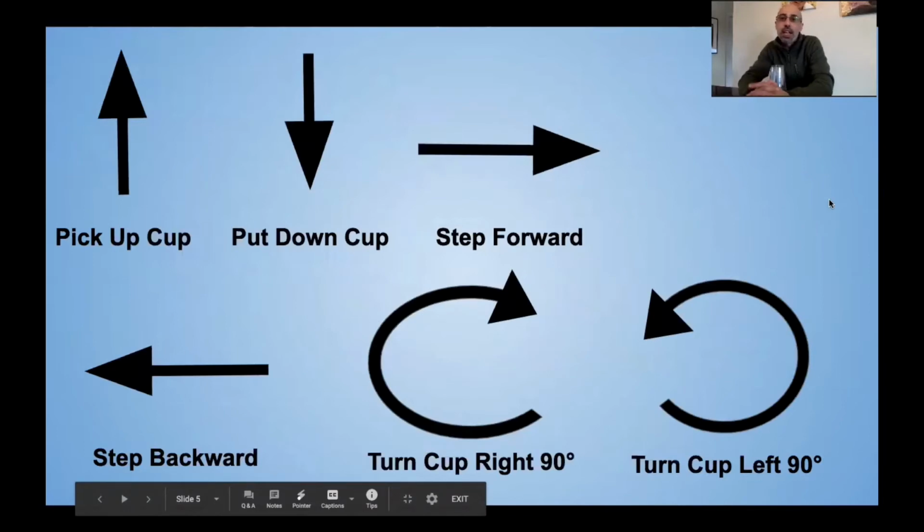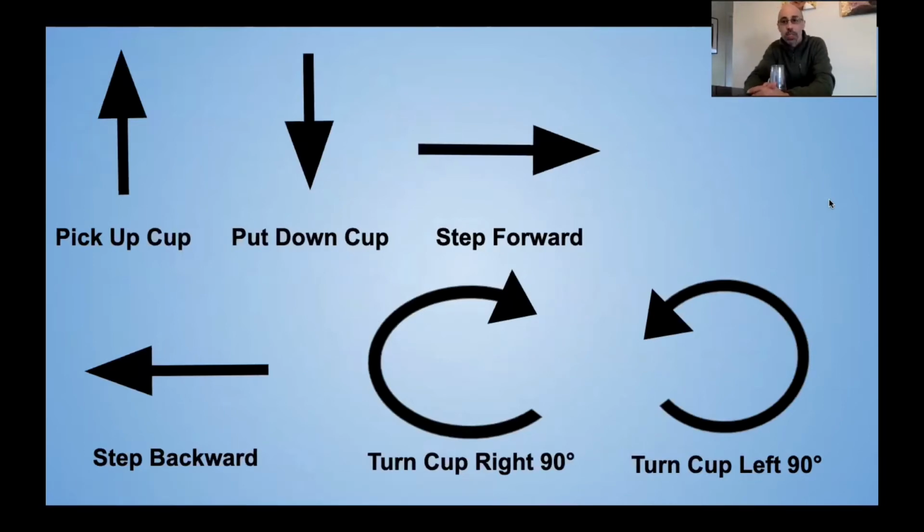So again, we're going to have the same symbols as we did last week. These are the only symbols that we can put into our programs. So we can pick the cup up again, right, with arrow up. Now maybe you have a taller cup stack, so maybe you need 2 arrows up, right? So one arrow would be here, the next arrow would be higher, maybe it's even higher than that, right? And then you have the arrows to put cup down. Step forward with arrow forward, step backwards with arrow backwards, and then we have the 2 turn cups 90 degrees, one to the right and then the other one to the left.